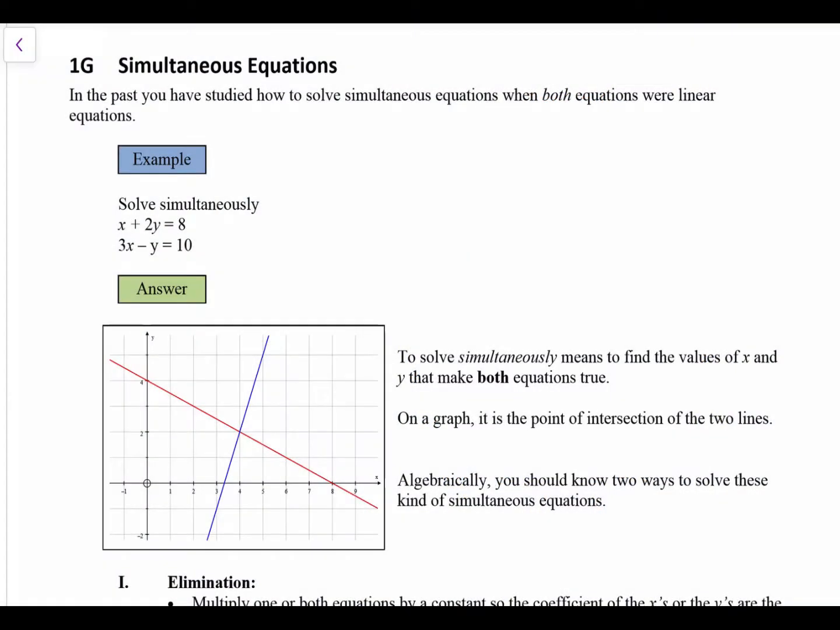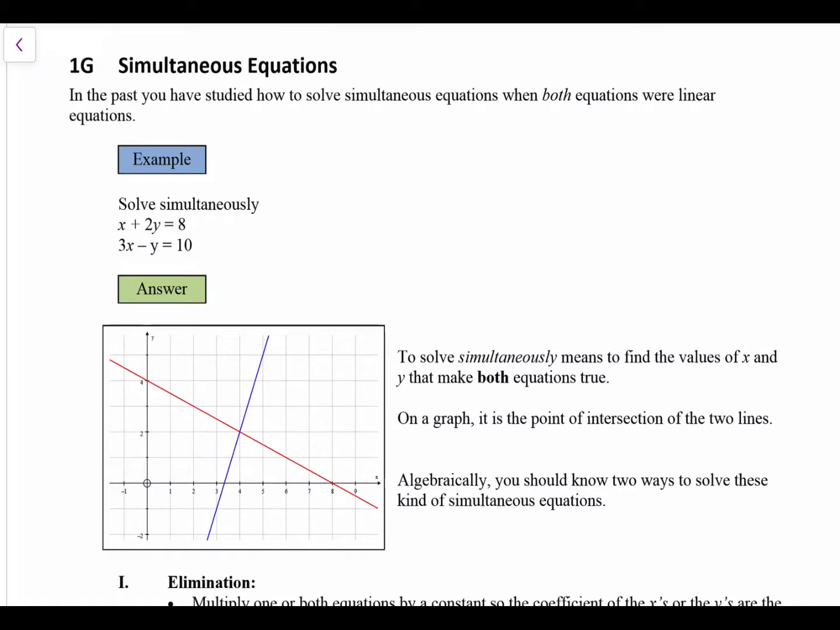Hi there, today we're going to be talking about simultaneous equations. So this is the 7th video in the quadratic series. We're going to start off with just a review of what we did before in IGCSE, which was solving simultaneous equations where both equations are linear, and then we're going to go on to look at what it looks like in the AS Math syllabus.